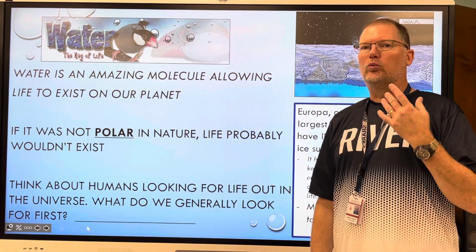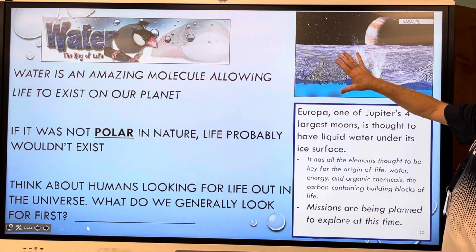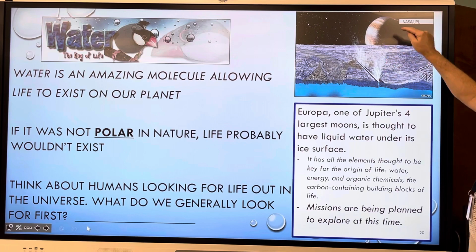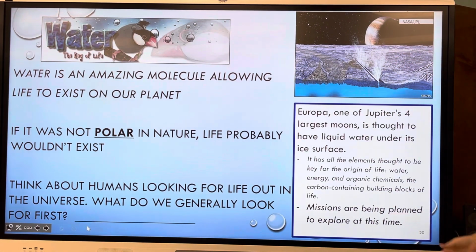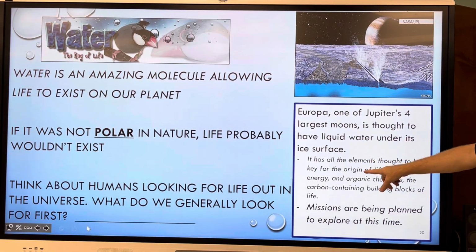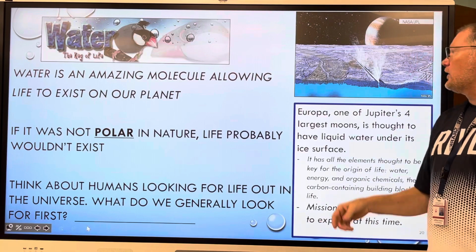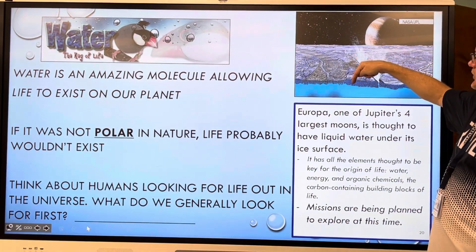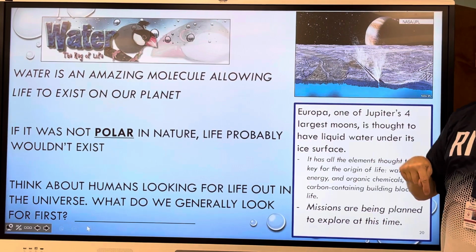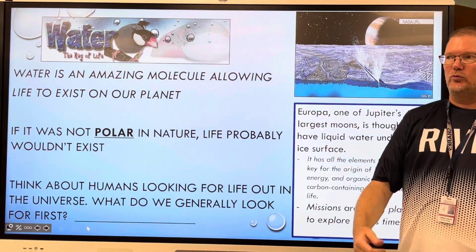If we're looking for life, we're going to be looking for that all important life-giving molecule, as far as we know, water. Okay? And Europa, this is just a little side thing. This is an artist's rendition of the surface of Europa, which is a moon of Jupiter. It's one of Jupiter's four largest moons. It's thought to have liquid water under its icy surface. It has all the elements thought to be key for the origin of life: water, energy, and organic chemicals. And there are missions being sent to Europa that are going to drill through its cracked icy surface and search for life underneath. So we could have life somewhere that we haven't discovered yet in our solar system still. We just need to get there.